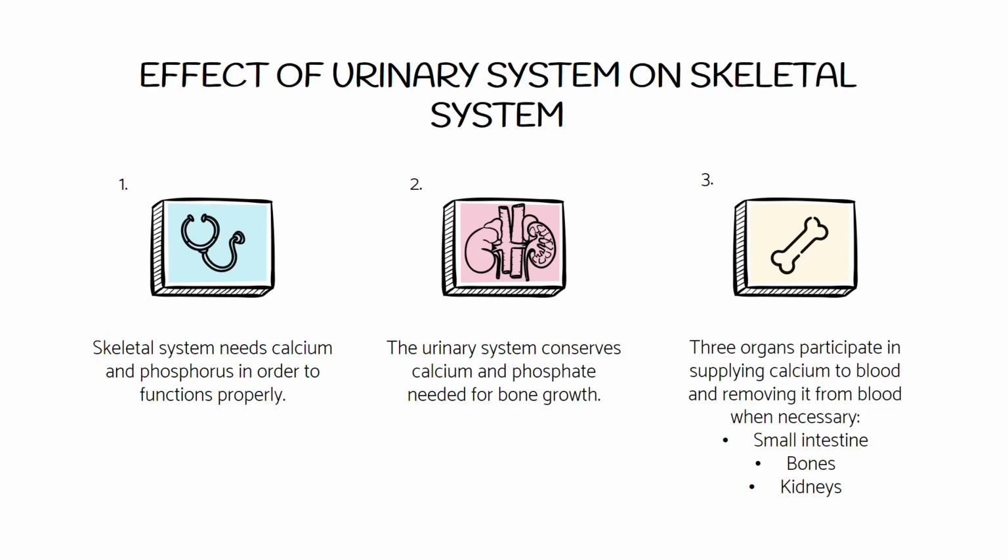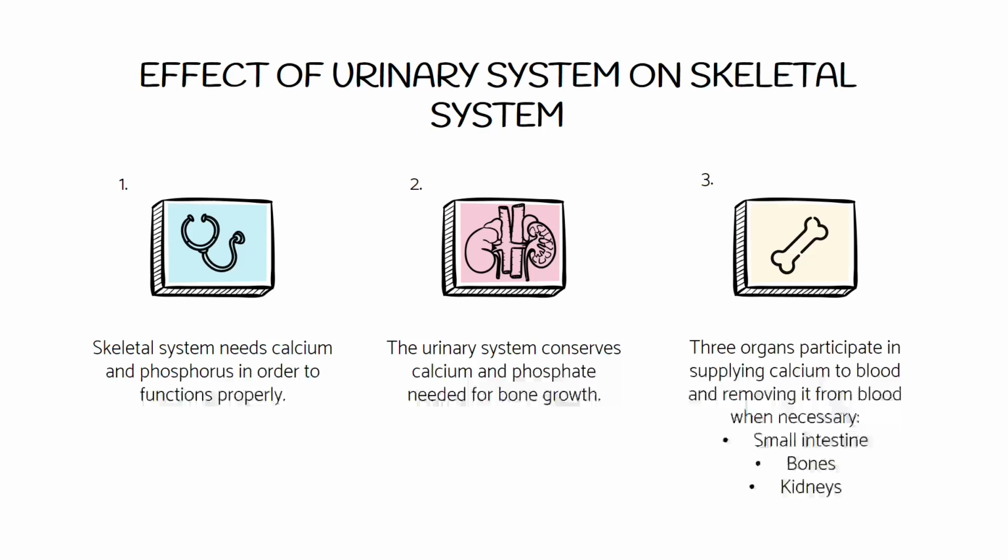Effect of the urinary system on the skeletal system. So, how does the urinary system affect the skeletal system? The skeletal system is important for the locomotion of the human body and also provides protection for the organs in our body. The skeletal system needs minerals such as calcium and also phosphorus in order to function properly, and this is where the urinary system acts on the skeletal system by conserving calcium and phosphate needed for bone growth. There are 3 organs that participate in supplying calcium to blood and removing it from blood when necessary.